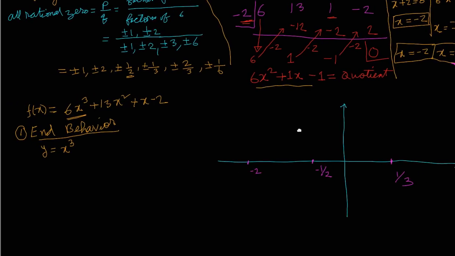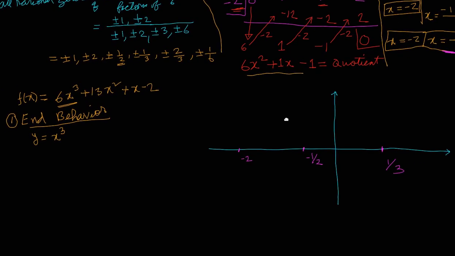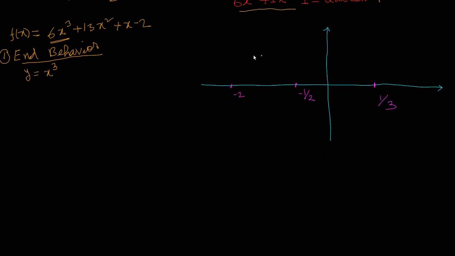Let me now draw the end behavior. As you can see, my end behavior is similar to y equals x cube. Now you know, for y equals x cube, on the right hand side it goes up, and on the left hand side it goes down. So that's the end behavior for y equals x cube. Now I can basically extend it through my x intercepts. So it is going to come this way, it is going to come this way.